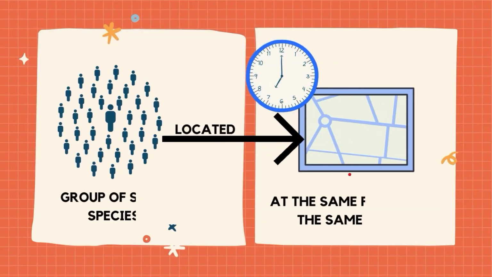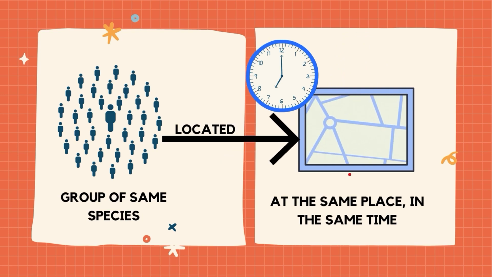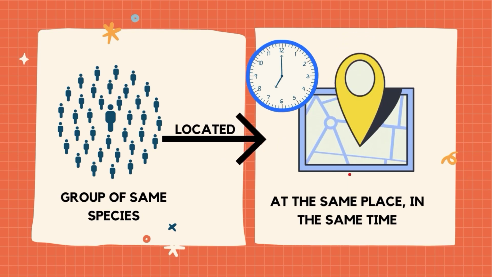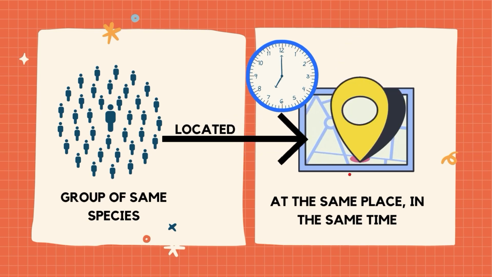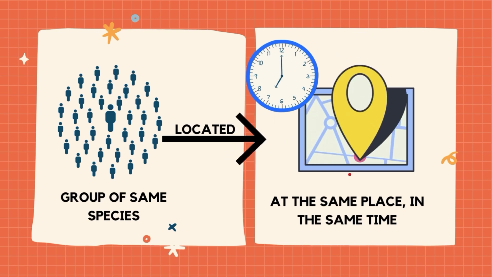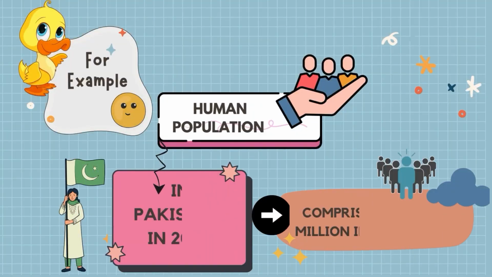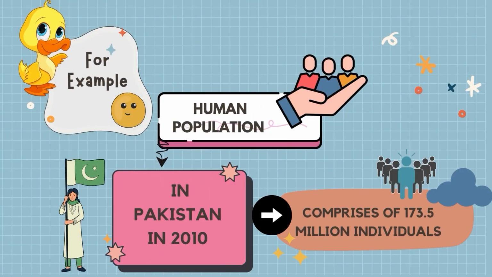This diagram shows that when a group of the same species are located at the same place at the same time, then it is called population. For example, the human population in Pakistan in 2010 comprises 173.5 million individuals.